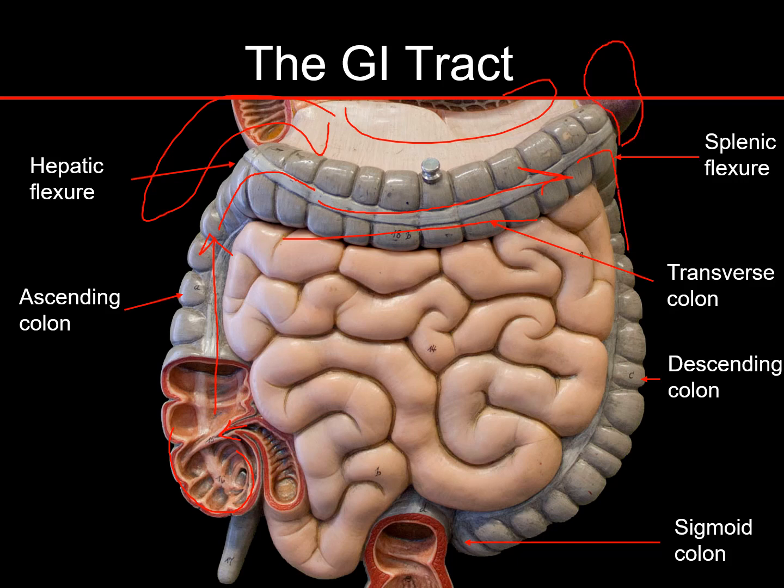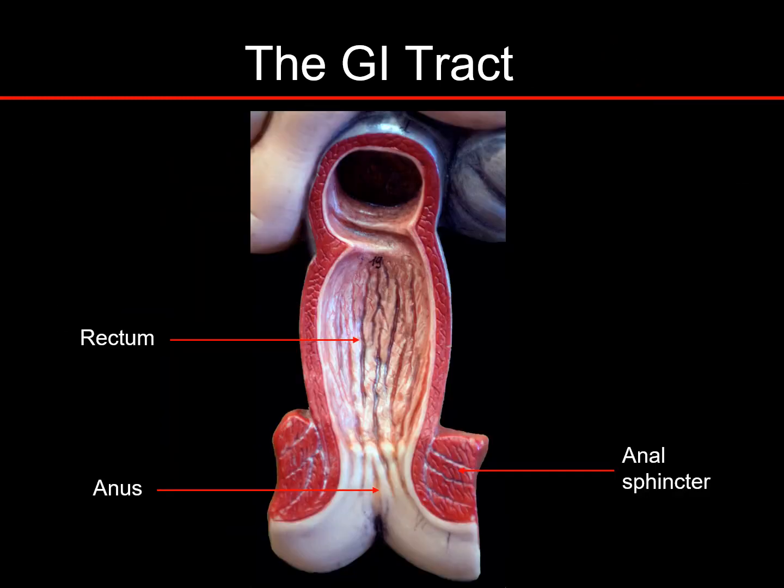And then you're going to go down the descending colon, and it's going to make this little S-shaped curve down here before it gets to the rectum. So that's why I think of S and sigmoid. And then we have the end of the GI tract, so the sigmoid colon up here bends, and then it becomes the rectum.